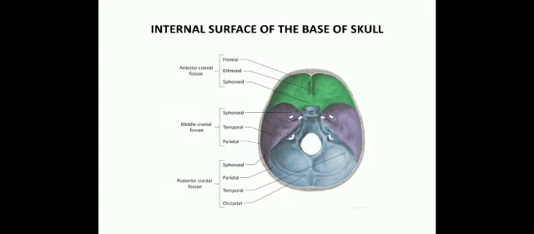Now we will learn about the internal surface of the base of the skull. We have seen it is divided into three subdivisions: the anterior cranial fossa, middle cranial fossa and the posterior cranial fossa. The dura mater is firmly adherent to the floor of the fossae and it is continuous with the pericranium through the foramina and the fissures.